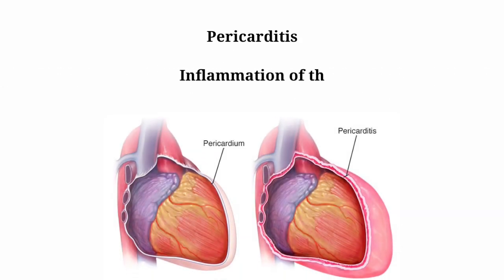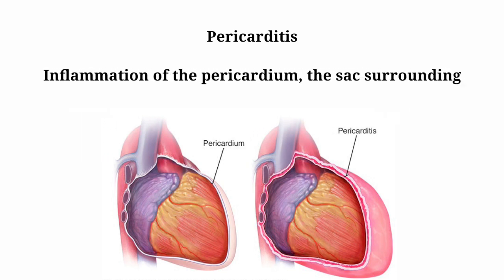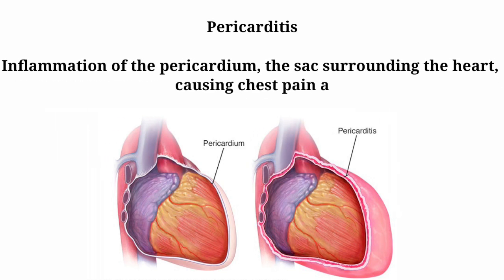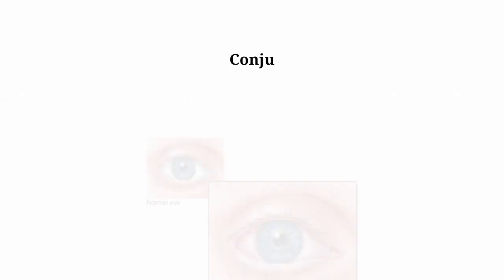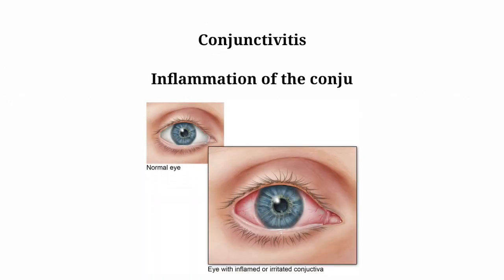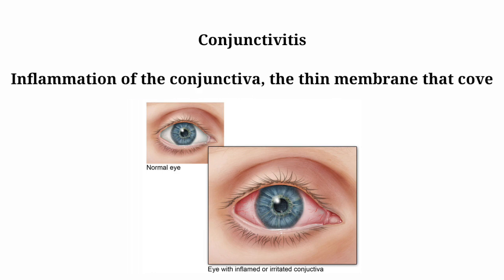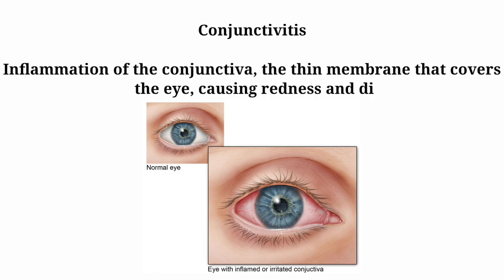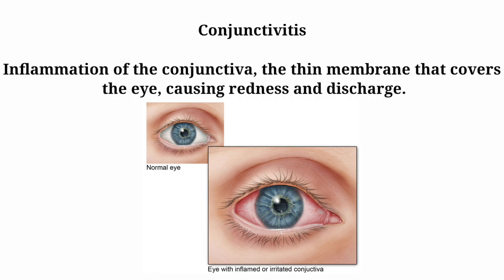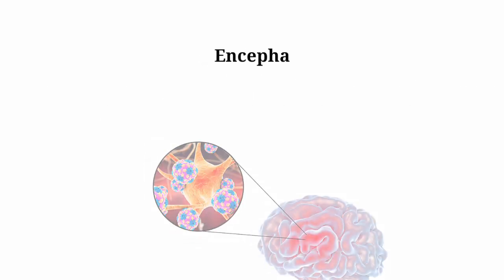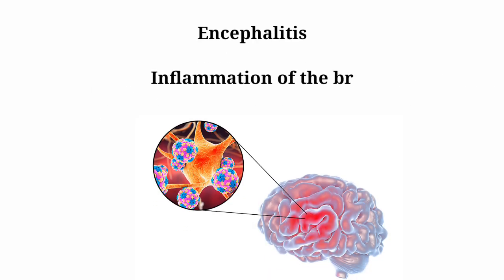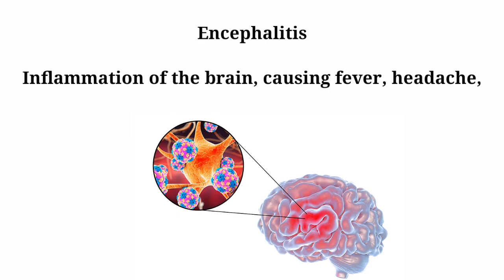Pericarditis, inflammation of the pericardium, the sac surrounding the heart causing chest pain and fever. Conjunctivitis, inflammation of the conjunctiva, the thin membrane that covers the eye causing redness and discharge. Encephalitis, inflammation of the brain causing fever, headache, and confusion.